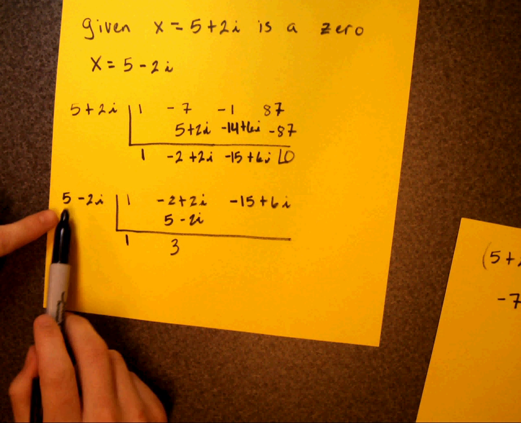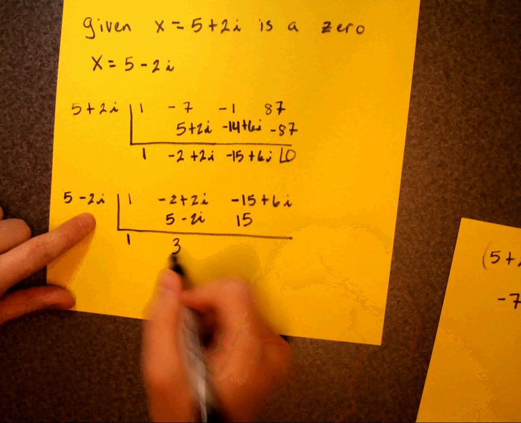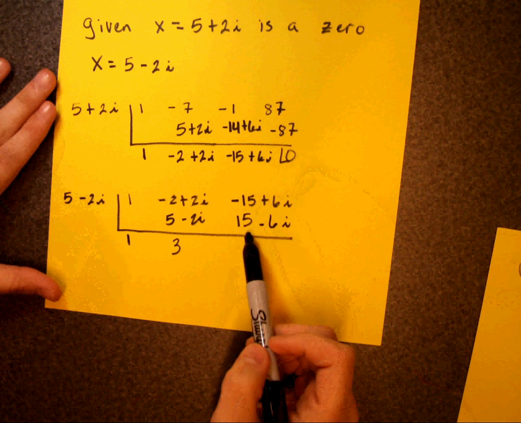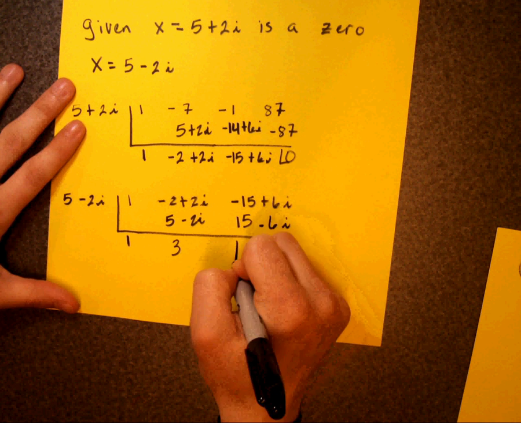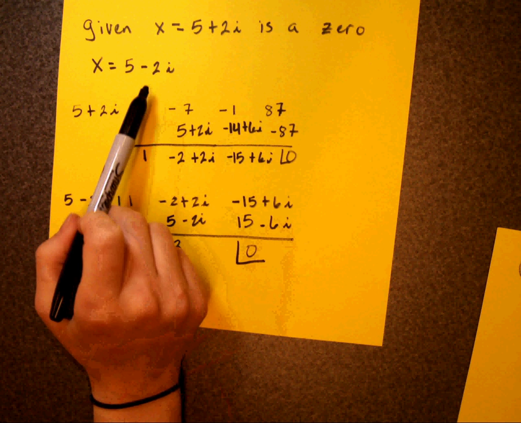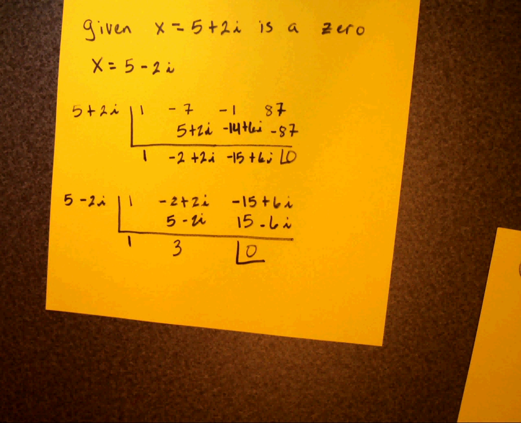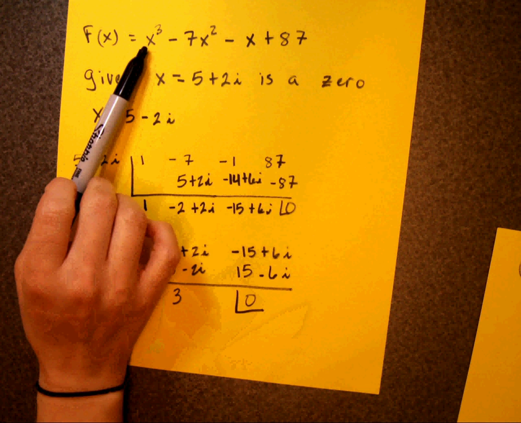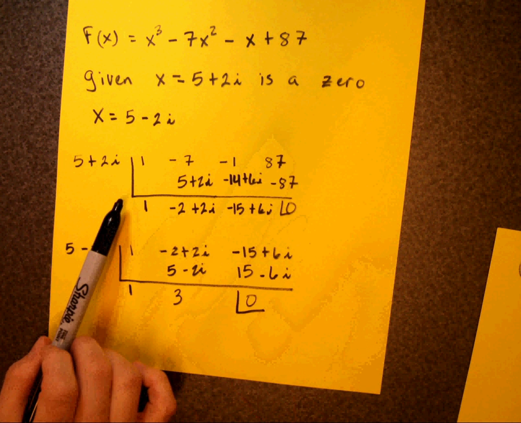Multiply again. 5 times 3 gives me 15. Negative 2i times 3 gives me negative 6i. And look at this fanciness. Negative 15 plus 15 is 0. And 6i minus 6i is also 0. And this is my remainder. Again, I should have gotten 0 because we knew 5 minus 2i was also a root, since 5 plus 2i was. And so I did synthetic division twice with 2 roots. I started with a cubic. After I did it the first time, I essentially reduced it to a quadratic. So what do I have now?